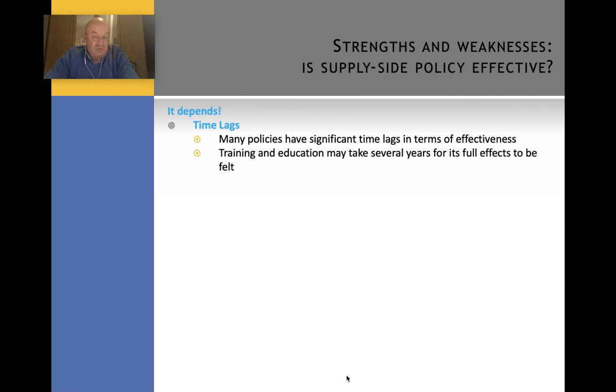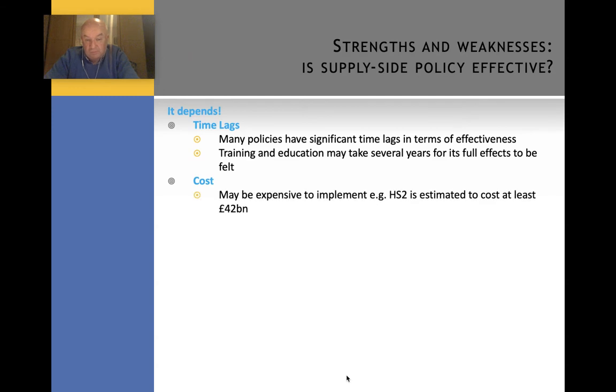Okay, an example: training and education, which is a great thing to do, can take several years to have a full effect on the supply side of the economy. They tend to be long-term strategies, don't they, to bear some fruit. The cost clearly is going to have an impact. Okay, it could be very expensive to implement.